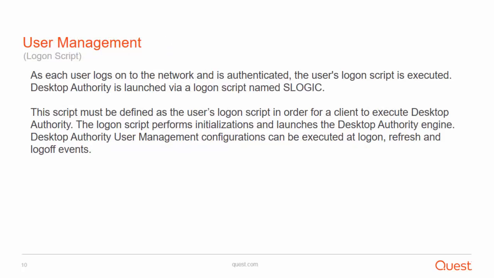As each user logs onto the network and is authenticated, the user's logon script is executed. Desktop Authority is launched via a logon script named slogic. The script must be defined as the user's logon script in order for the client to execute Desktop Authority. The logon script performs initializations and launches the Desktop Authority engine. Desktop Authority user management configurations can be executed at logon, refresh, or logoff events.